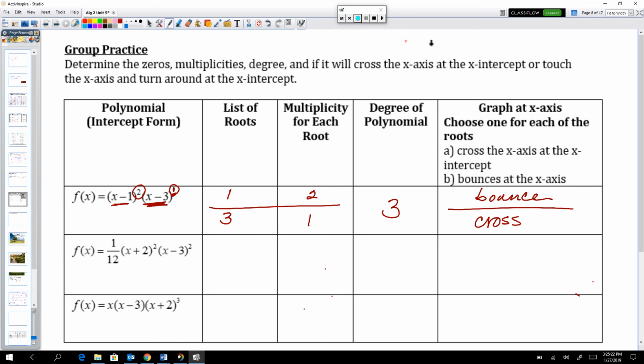Let's do another one. Let's list the roots first. The root that's caused by this factor is -2. The multiplicity of this is 2.